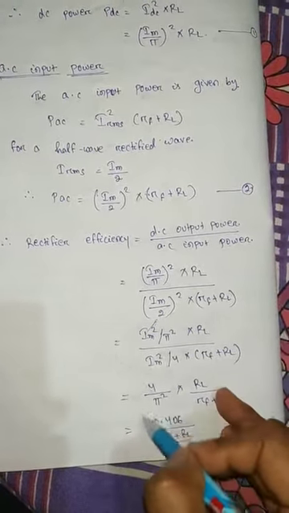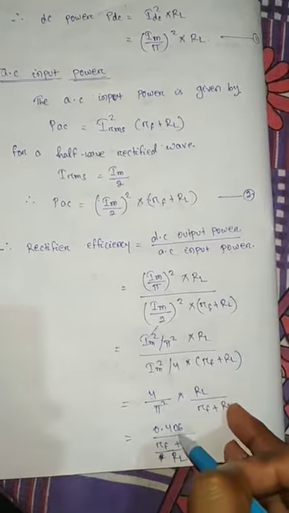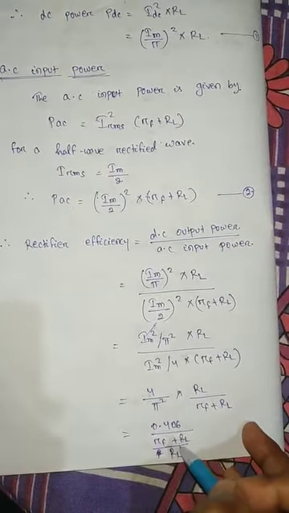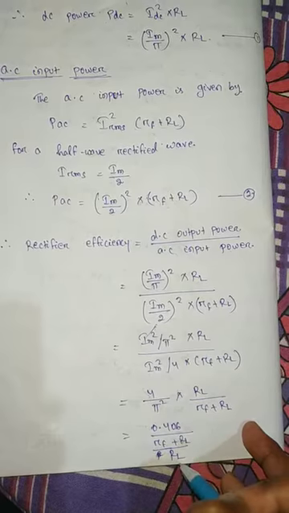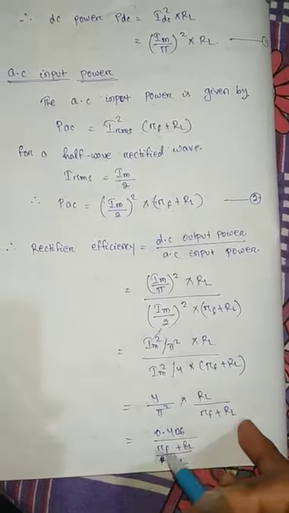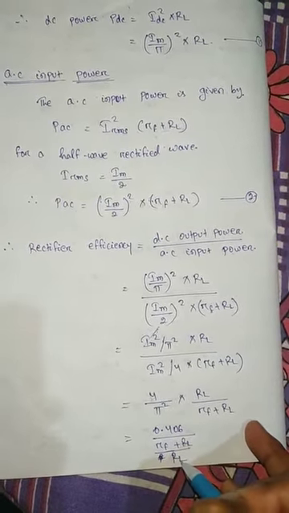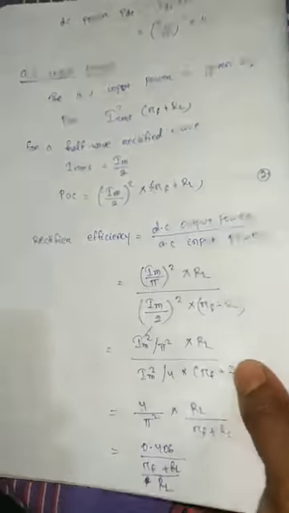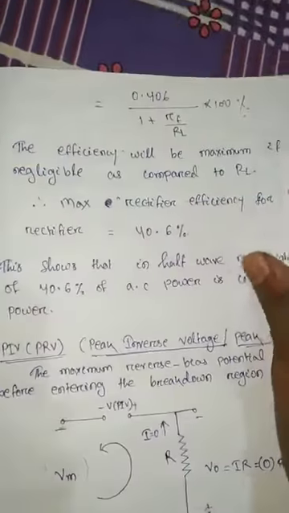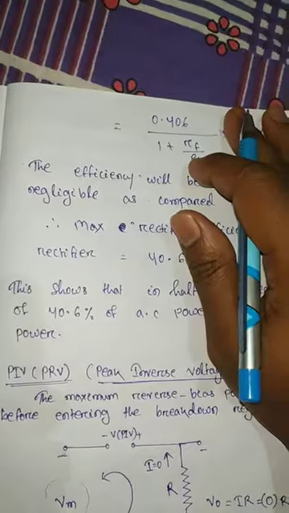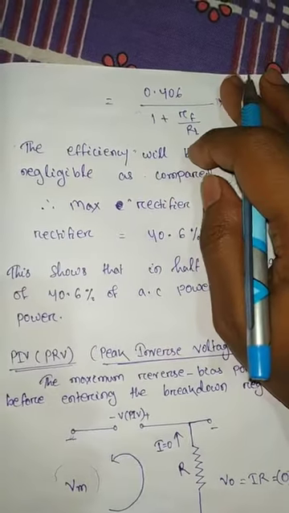The value of 4 divided by pi square is 0.406. We will just rearrange the term, RF plus RL divided by RL. Now the expression becomes 0.406 divided by RF plus RL.